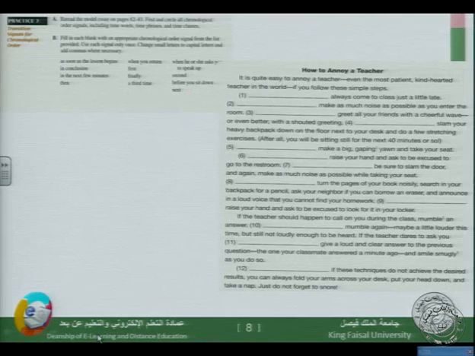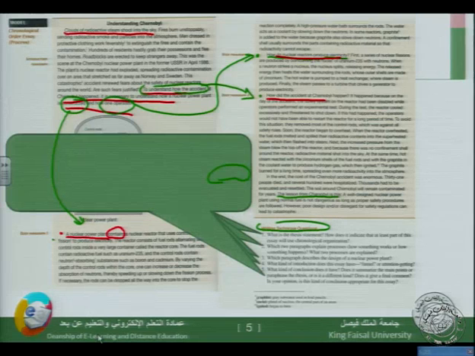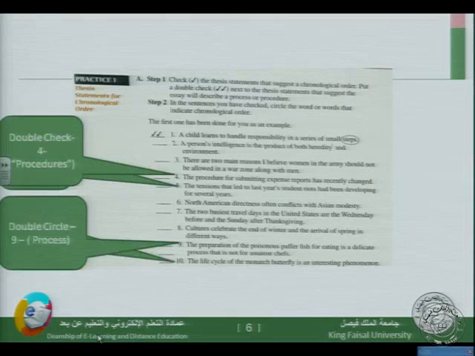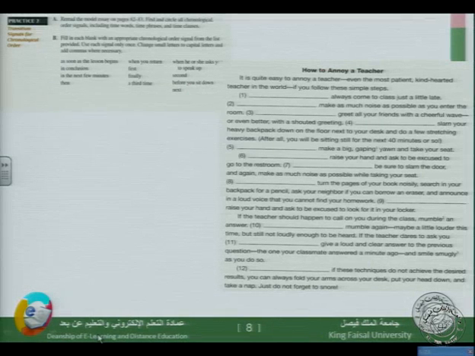And here we have a practice or exercise for the chronological order signal words, the ones we have just seen in the previous slide. Reread the model essay on pages 82 and 83, and find and circle all the chronological order signal words, time phrases, and time clauses. In this essay we have talked about the Chernobyl accident. So the task is to reread it and try to find the time phrases.